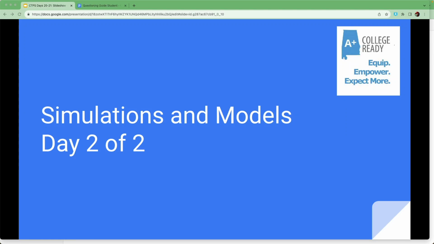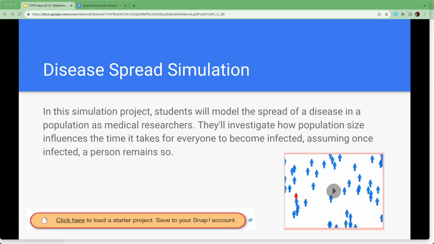Alright guys, this is day 2 of the simulations and models activity. So just follow along with Edpuzzle, answer the questions when prompted, and follow the instructions given, guys. So let's begin. So yesterday we went with the disease spread simulation. You got to see how that ran and how it ended.